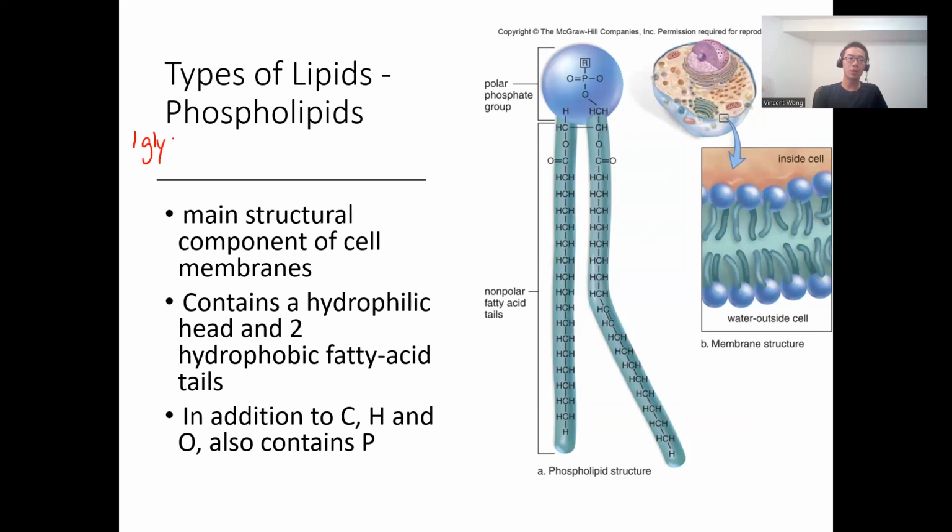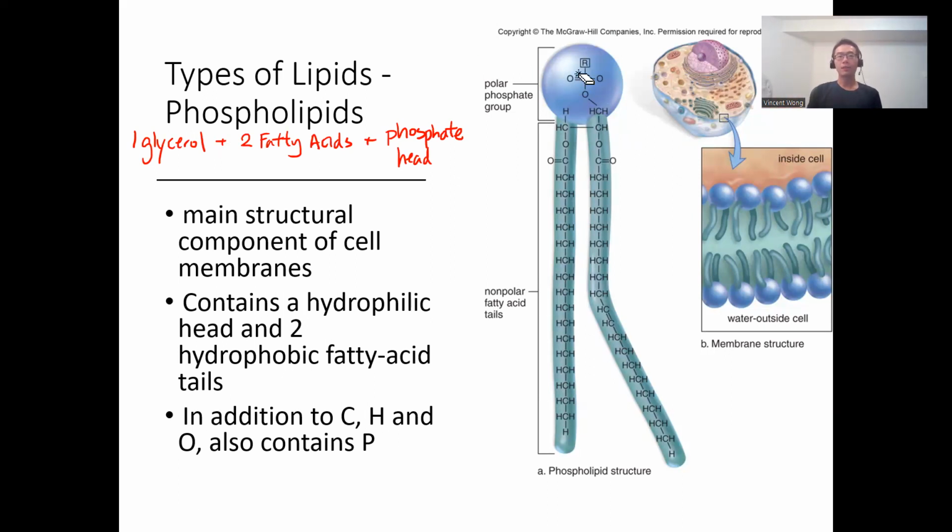We need 1 glycerol, the whole molecule. Hopefully you recognize that by now. Plus, this time we only need 2 fatty acids, and we also need a phosphate head. A majority of the lipids are composed primarily of C, H, and O, but for phospholipid, there is a little bit of phosphate in it as well because of this phosphate head.